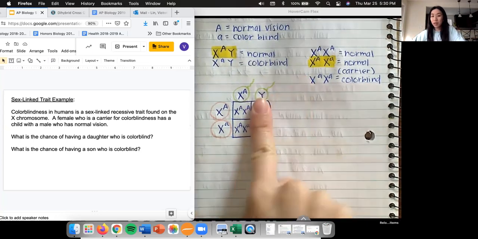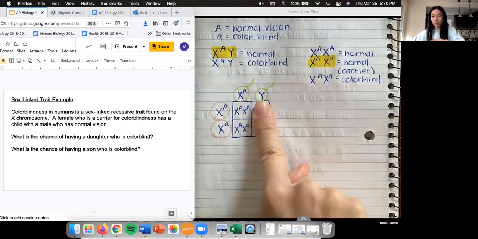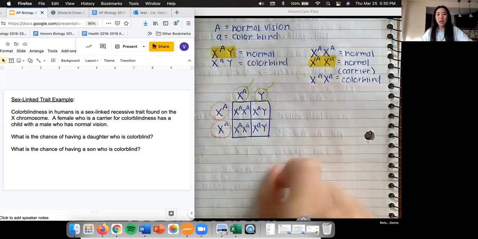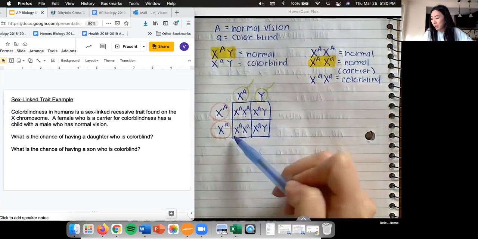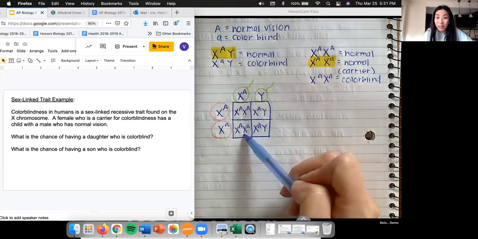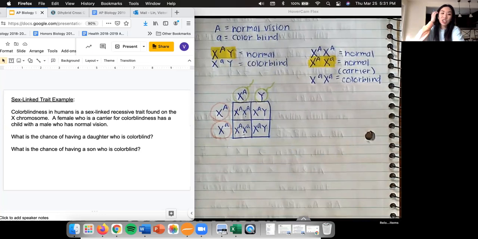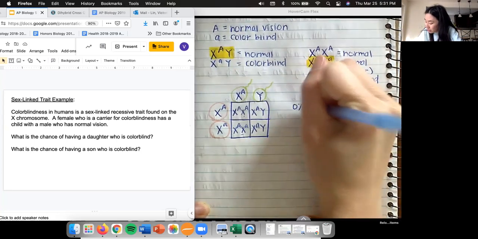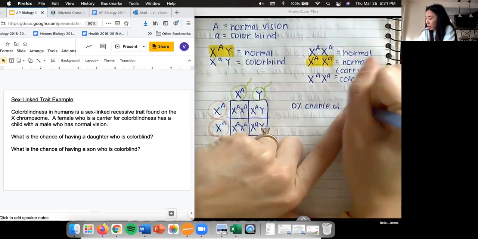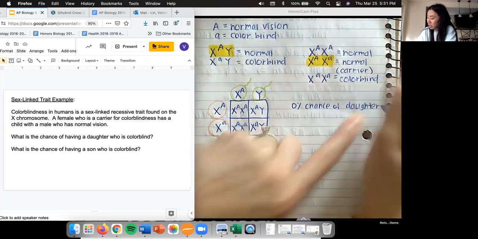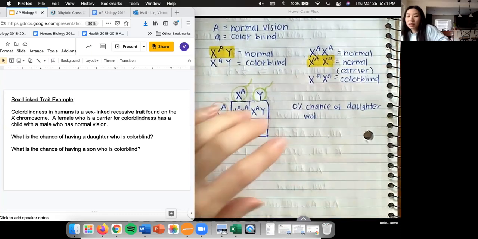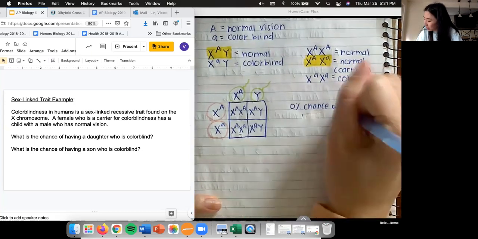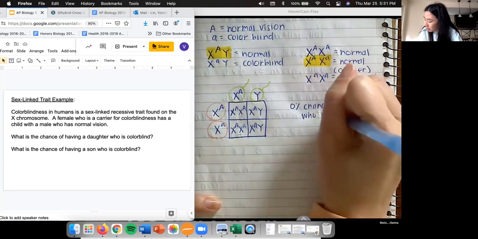So cover up the boys right here or the males, XY. If we look at the females, this first female, X big A, that would be normal vision. X big A, X little a. This female also has normal vision, right? So the chance of having a daughter who is colorblind, it's going to be a 0% chance of daughter who is colorblind.